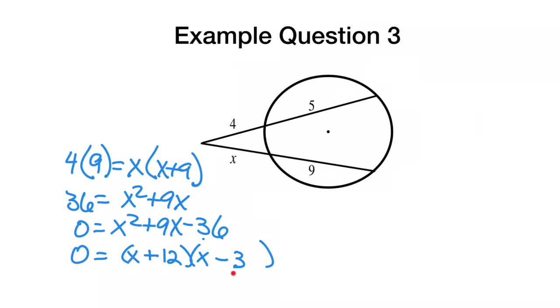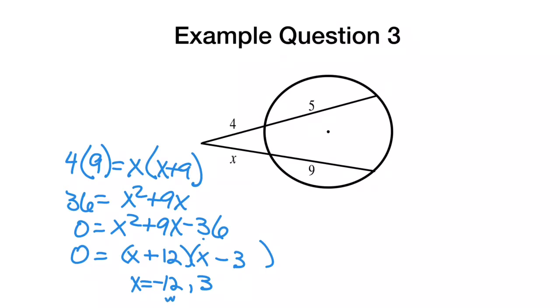Our outsides minus 3x, our insides plus 12x. Minus 3x plus 12x is 9x, and 12 times negative 3 is negative 36. So I believe we factored correctly. This equation becomes true when x is negative 12 or when x is 3. Now you have to examine both solutions.